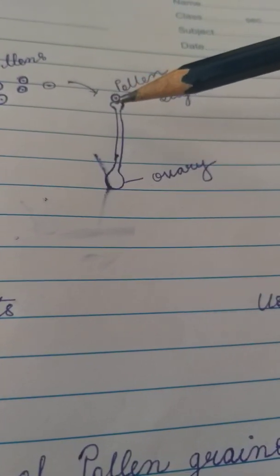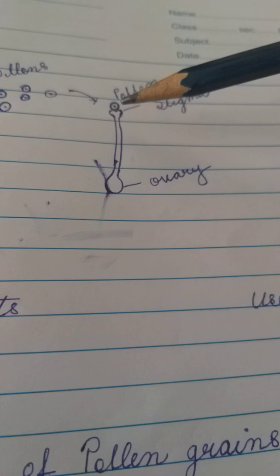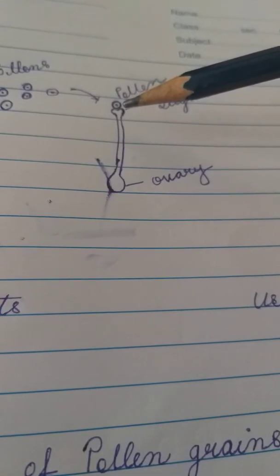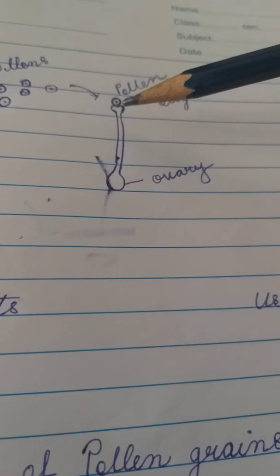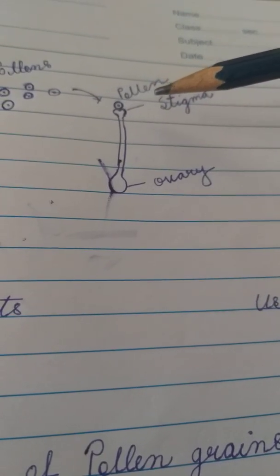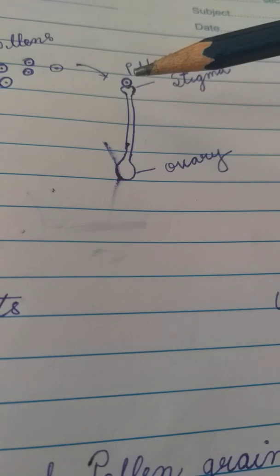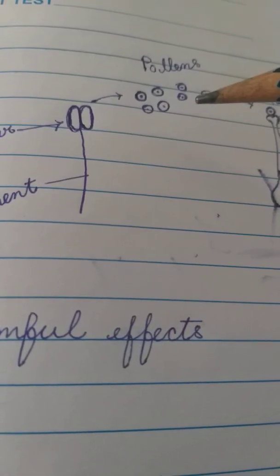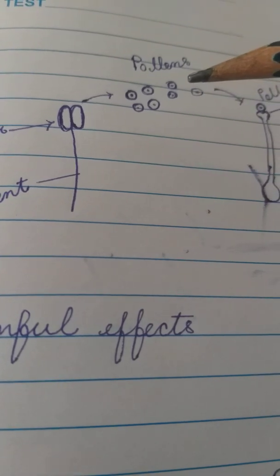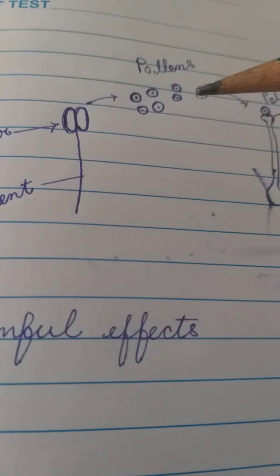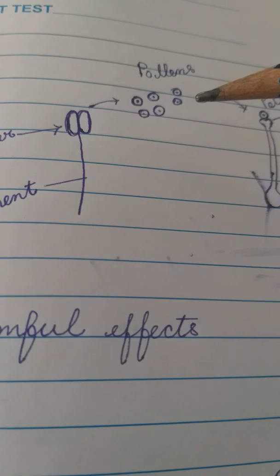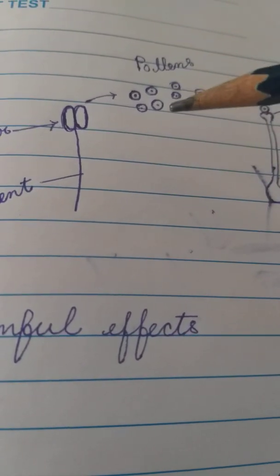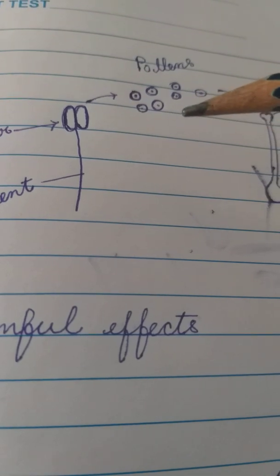When they land on the stigma, then the generative cell divides by mitosis, forming two male gametes, and the pollens become three-celled. But the pollens are shed at two-celled stage in above 60% of angiosperms. In the rest of the flowering species, the pollens are released at three-celled stage.